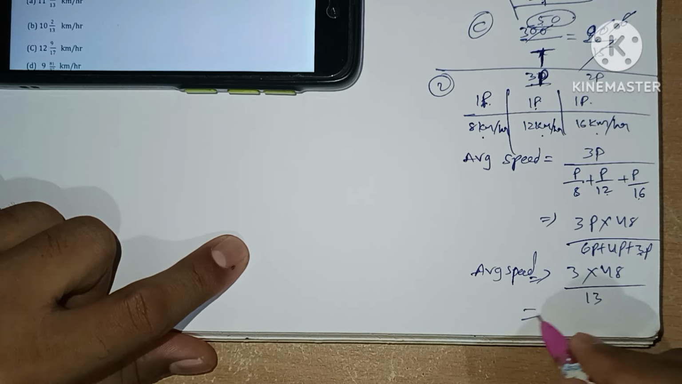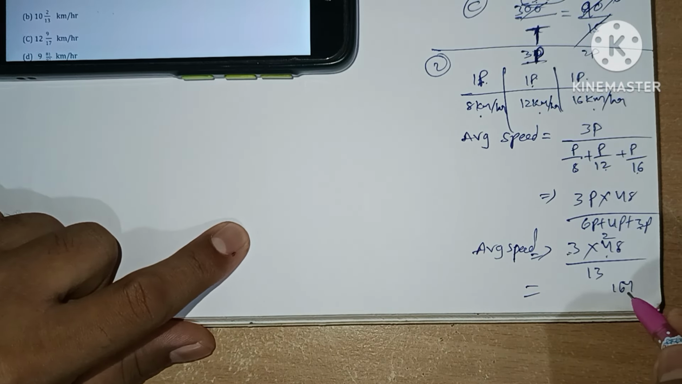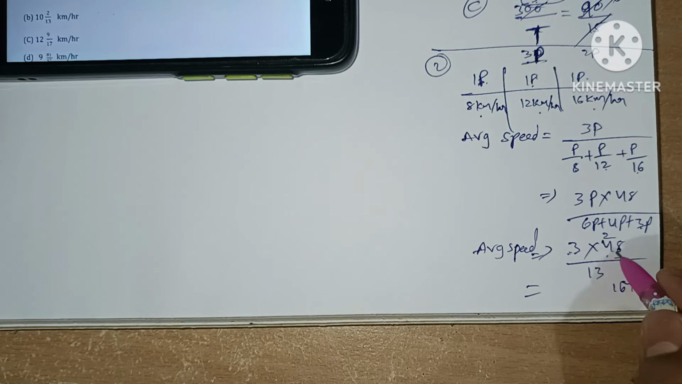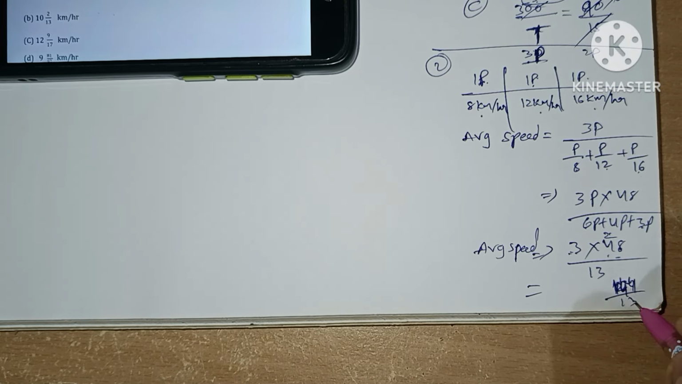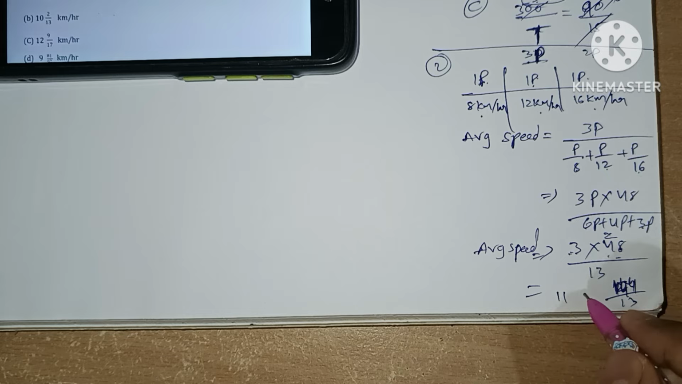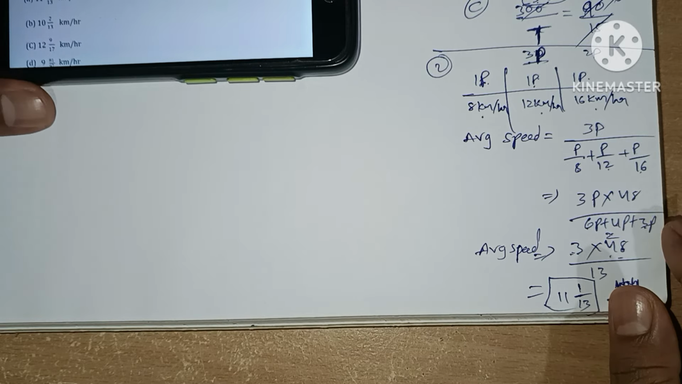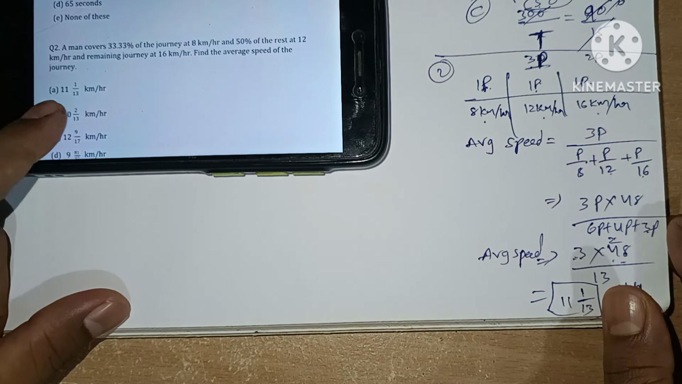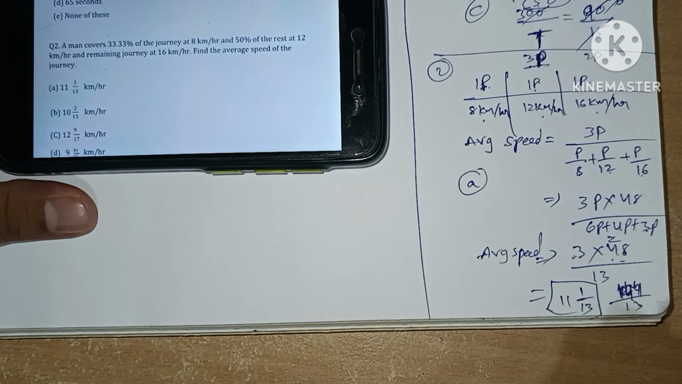So the answer will be 3 into 48, 144, divided by 13. 13 11 times will be 143, and 1 by 13. So the answer we got is 11 1 by 13. So our answer will be option A, 11 1 by 13. Now we are going to see question number 3.